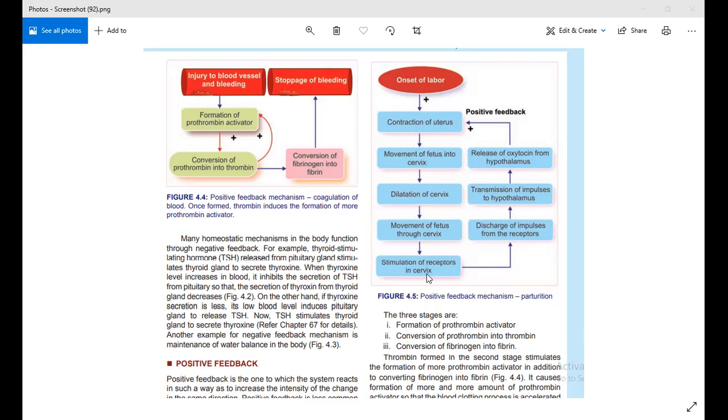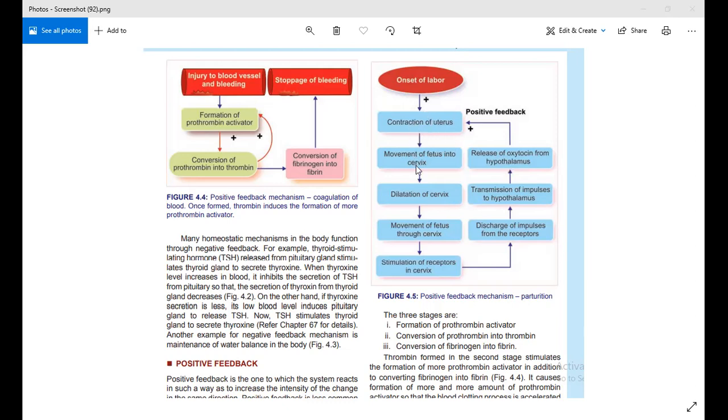That movement will stimulate receptors in the cervix, and now there will be a discharge of impulses from these receptors, and this discharge of impulses will be transmitted to the hypothalamus of the brain, and that will lead to the release of oxytocin from the hypothalamus. Now, the hypothalamus produces oxytocin, but the oxytocin is stored in the posterior pituitary gland. I told you that there are two hormones from the posterior pituitary gland. They are antidiuretic hormone and oxytocin. Don't forget, they are produced in the hypothalamus, but they are stored in the posterior pituitary gland.